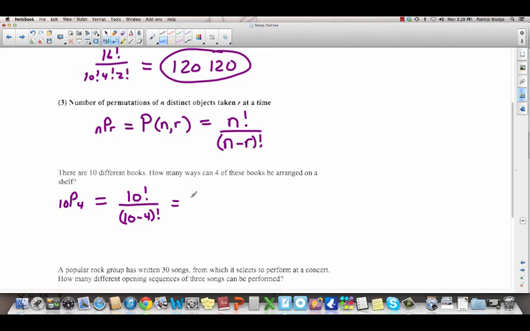Let's do this one without a calculator. That equals 10 times 9 times 8 times 7 times 6 factorial over 6 factorial. 10 minus 4 is 6 factorial. You can cross out these. You're left with 10 times 9 times 8 times 7. That's 720 times 7. Didn't we already get that number we did before? We did. It's 5040 again.